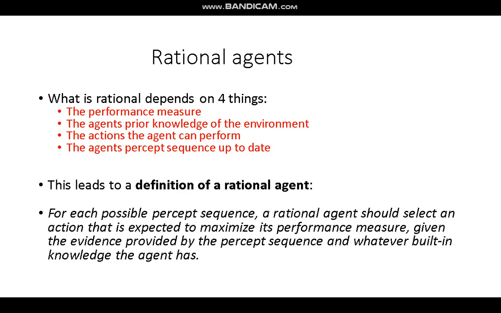For each possible percept sequence, a rational agent should select an action that is expected to maximize its performance measure, given the evidence provided by the percept sequence and whatever built-in knowledge the agent has.